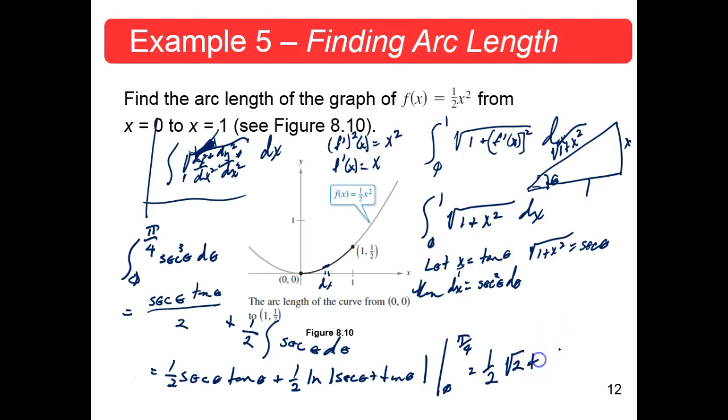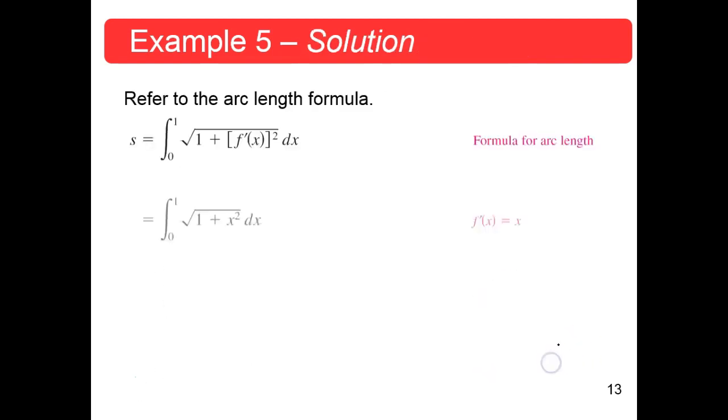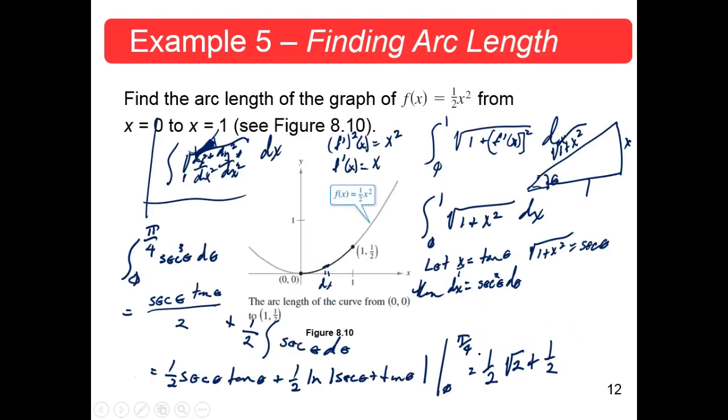Plus 1/2, the log of absolute value of secant of pi over 4, which we said already was root 2, plus 1. And you don't need absolute value bars anymore, because they're both positive. But you have to subtract the value at 0.